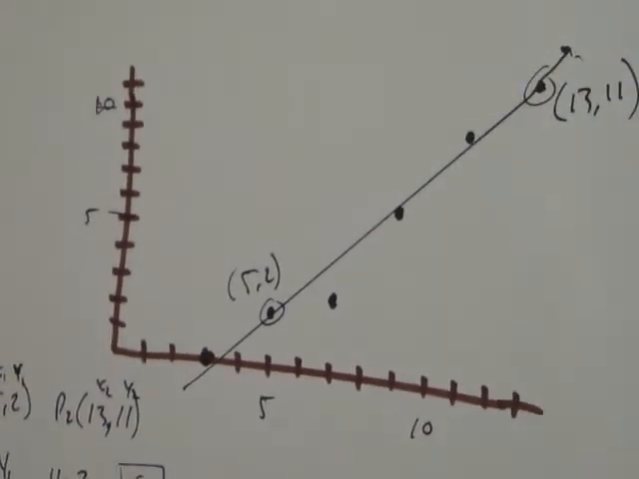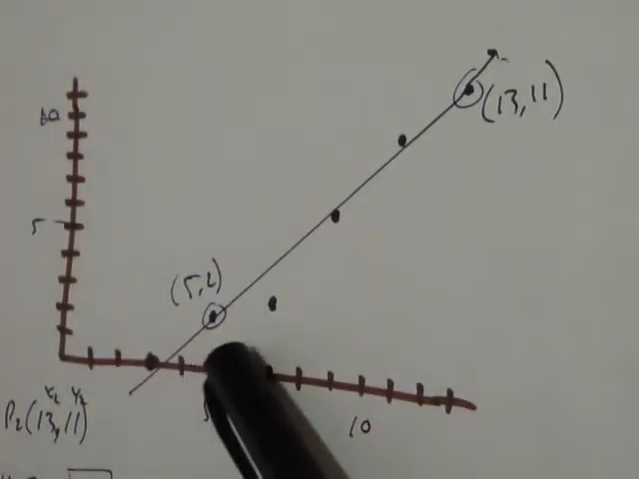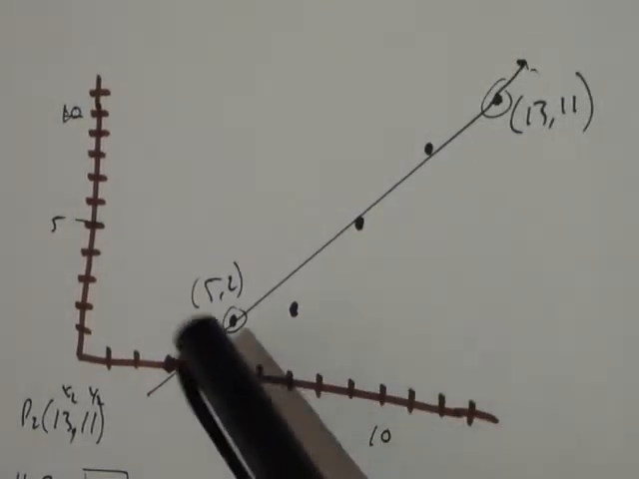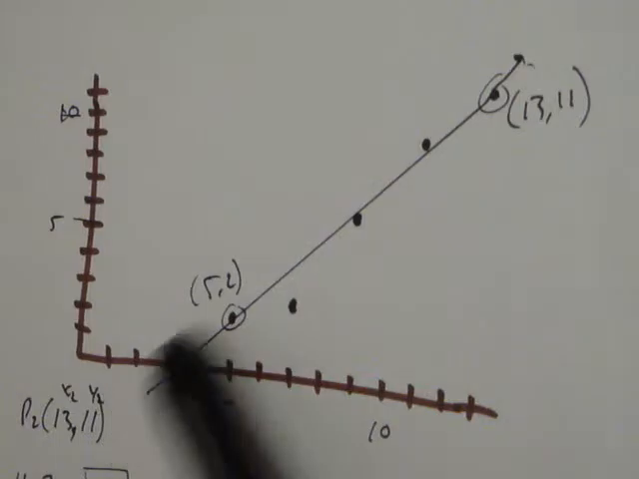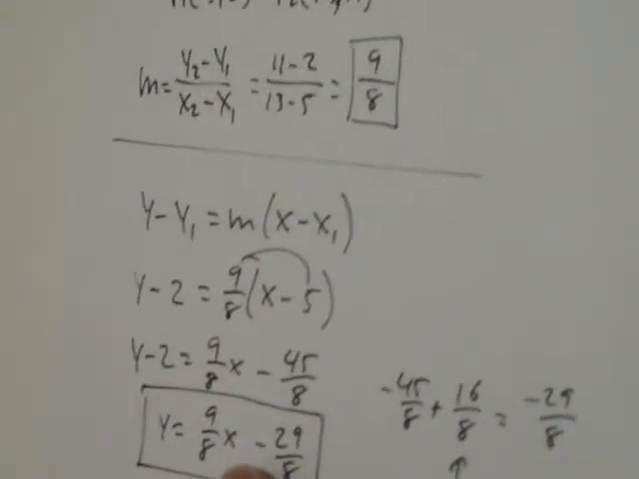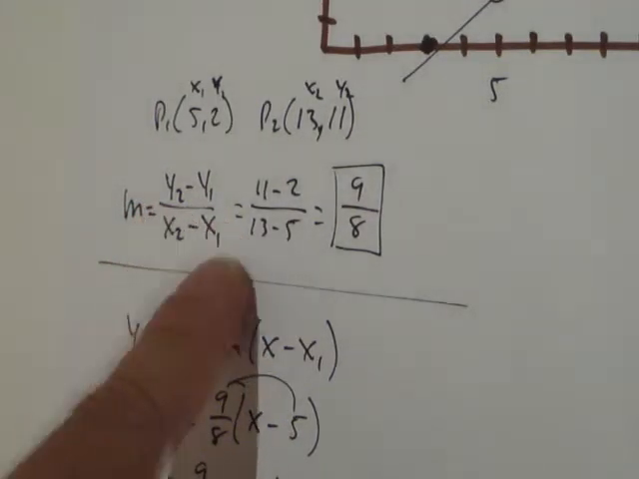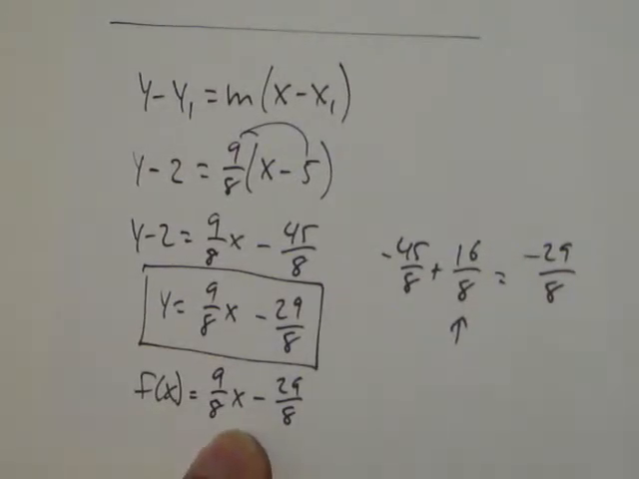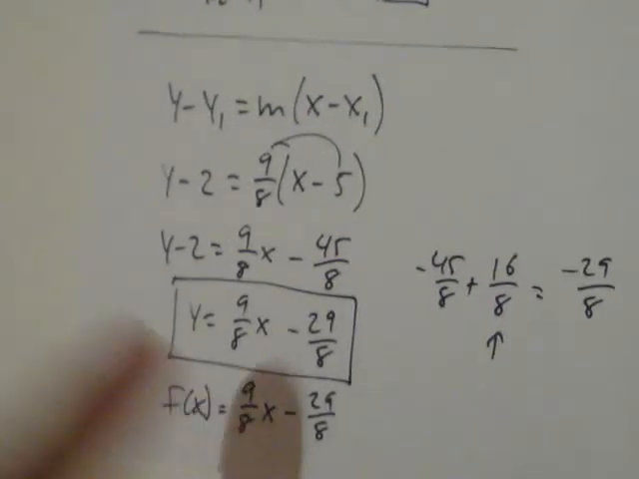So it's always best to look at the whole scatter plot, pick the 2 points that make the best line through it, and then use this process to first find the slope, and then find the equation of the line in slope-intercept form. Okay? All right. Good luck with that, guys. Hope that clears some things up.